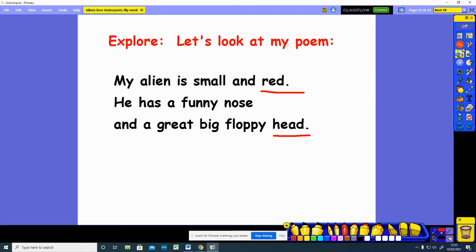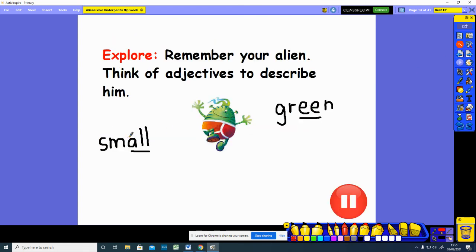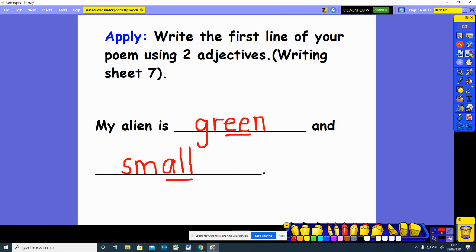Remember, I just used the 2 words that I'd already thought of to describe my alien. So that's what I want you to do. You think of your 2 words to describe your alien, and then you use those 2 words to write the first line of your poem. Use writing sheet 7, which is in your pack. Okay, good luck with that, children. Remember today, just the first line. I'm really looking forward to reading the beginnings of your poems.